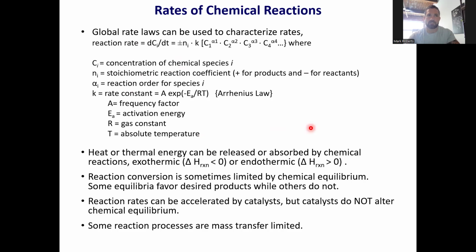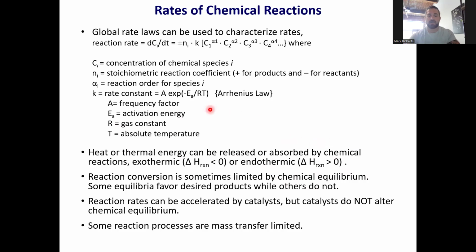So maybe brush up on those. If you know zero order, first order, second order reactions, and then reactions can be different orders with respect to different reactants. So like we noted, heat, or thermal energy, can be released or absorbed by chemical reactions. So if it's exothermic, that means heat will be released and the change in enthalpy of the reaction will be less than zero. Or if the reaction is endothermic, that means the reaction is going to absorb energy from the surroundings and the delta H of the reaction will be greater than zero.